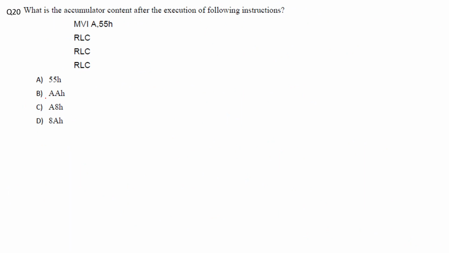Now question 2 is, what is the accumulator's content after the execution of the following instructions? So the instructions are MVI A, 55H, so that is 0101 0101. Then RLC, rotate accumulator left.